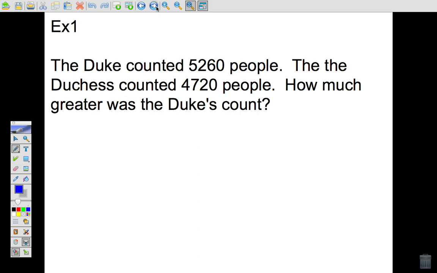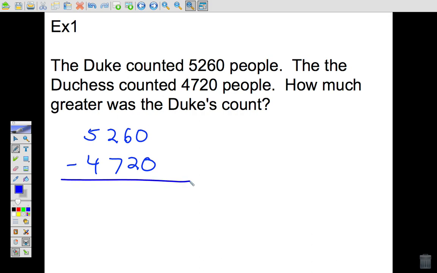Now, one thing with word problems, you want to make sure you understand what they're asking and what material is given. One way you can do that is to read the problem numerous times, read it slowly, and try to break the sentences up. It wants to know how much greater was the Duke's count. The Duke's count was 5,260 and the Duchess's count was 4,720. It wants to know how much greater one is than the other, so we'll subtract to find that answer.